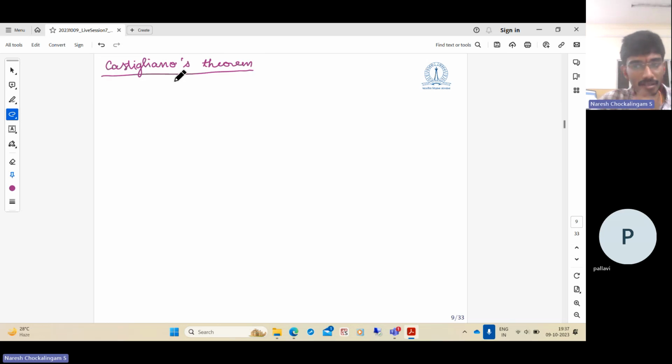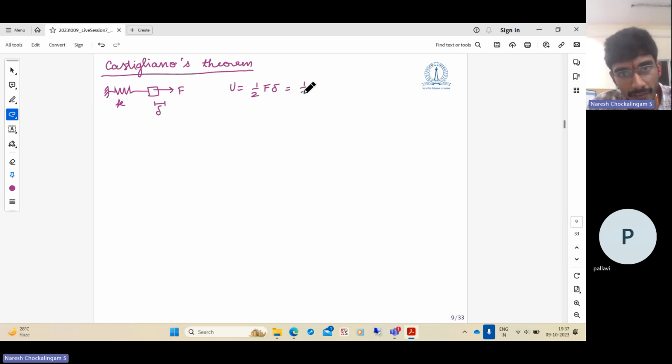What is the expression for the potential energy of a spring? Say if you have a spring like this, and you apply a force F and it displaces by delta, and the spring constant is K. We know that the strain energy is given by half into F into delta. And if it is a linear elastic spring, delta is equal to F by K. So it is half into F by K, which is F squared by 2K.